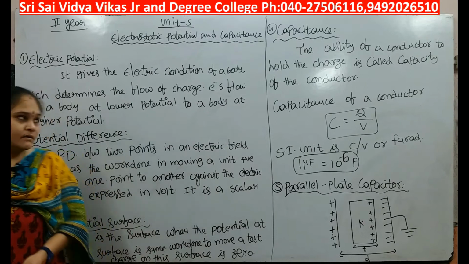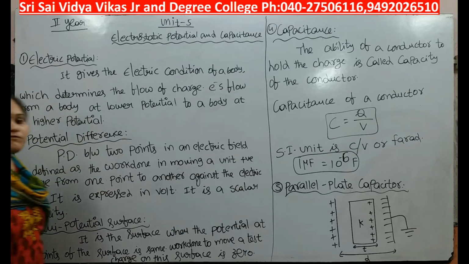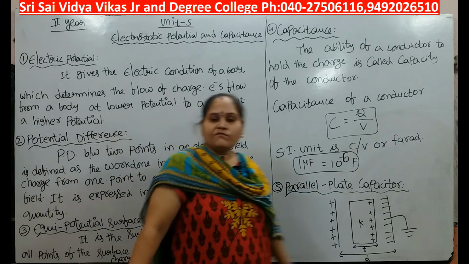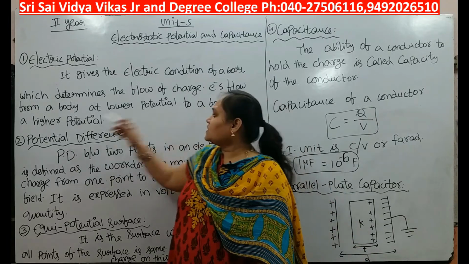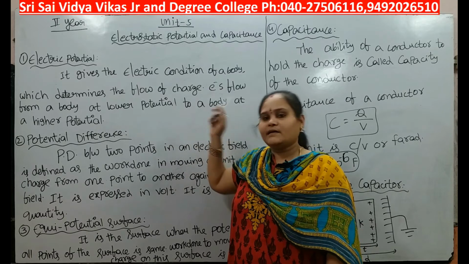Now I will explain once more. First one is the electric potential. Electric potential is the electrical condition of a body, which determines the flow of electrons from a body at lower potential to a higher potential level.